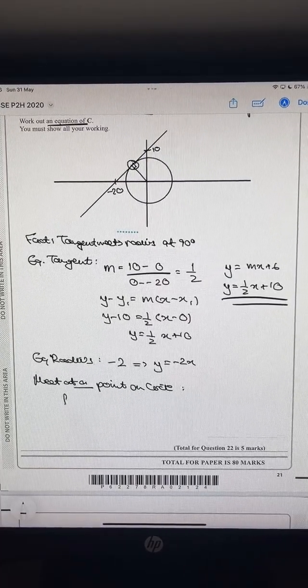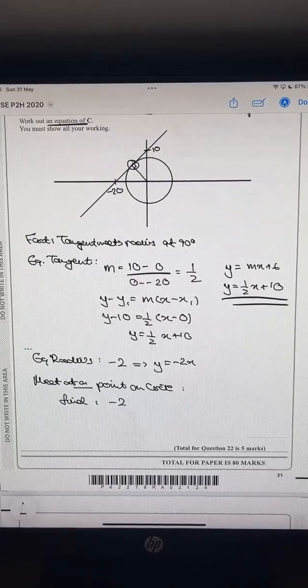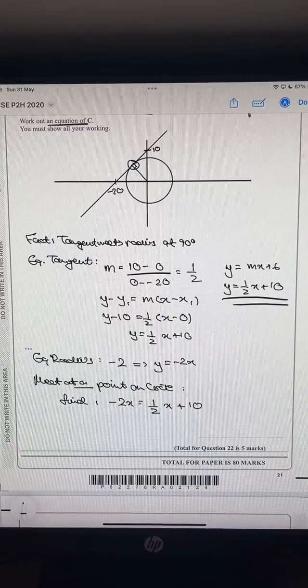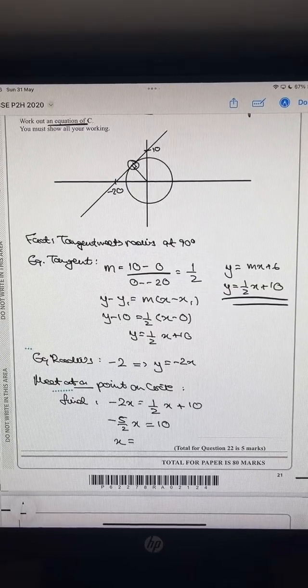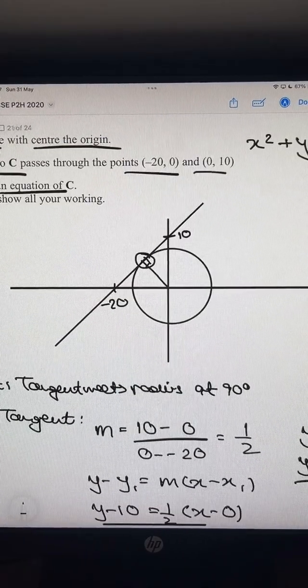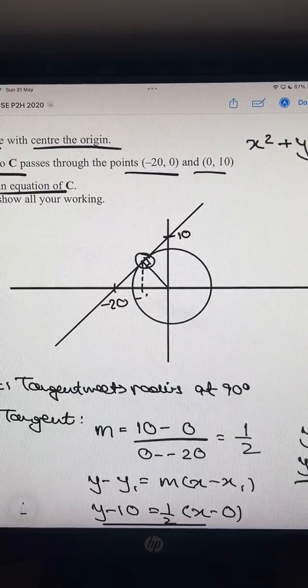So we need to find -2x equals a half x plus 10. Rearrange for x and solve for it. So subtract half x from both sides and get 10. And x equals -20/5, which is equal to -4. So I have found that x at this point is -4.